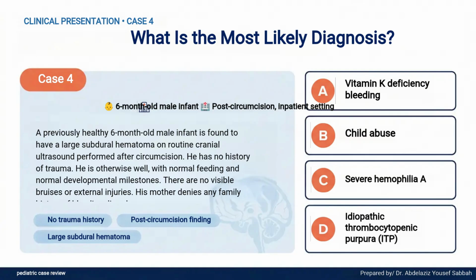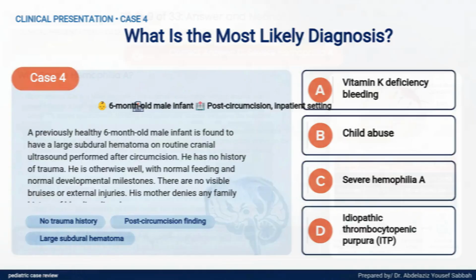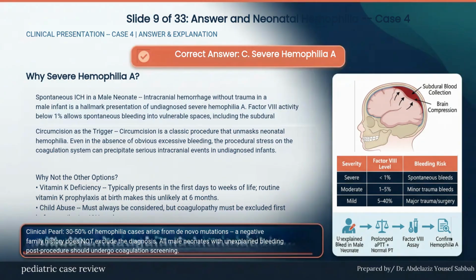What is the most likely diagnosis? Option A, vitamin K deficiency bleeding. Option B, child abuse. Option C, severe hemophilia A. Option D, idiopathic thrombocytopenic purpura. The correct answer is option C, severe hemophilia A. Spontaneous intracranial hemorrhage without trauma in a male neonate is a hallmark presentation of undiagnosed severe hemophilia.